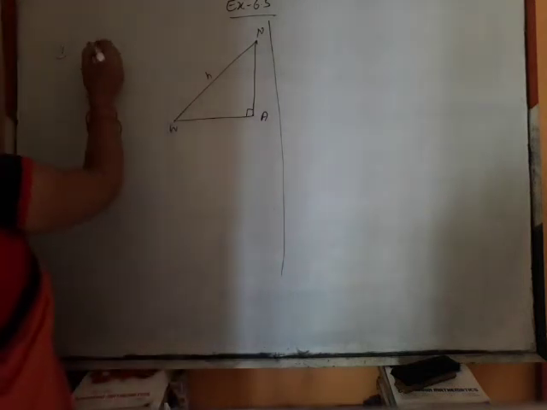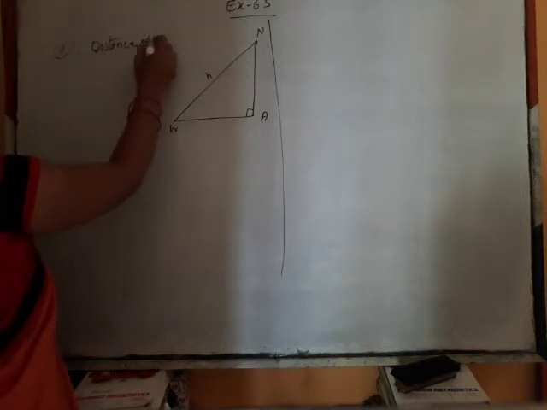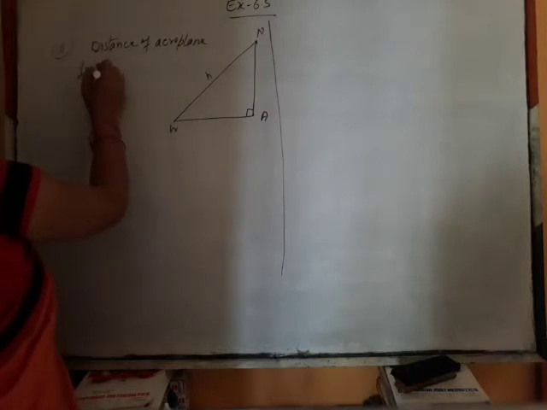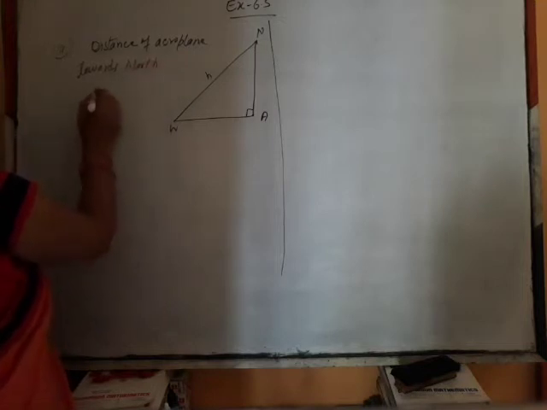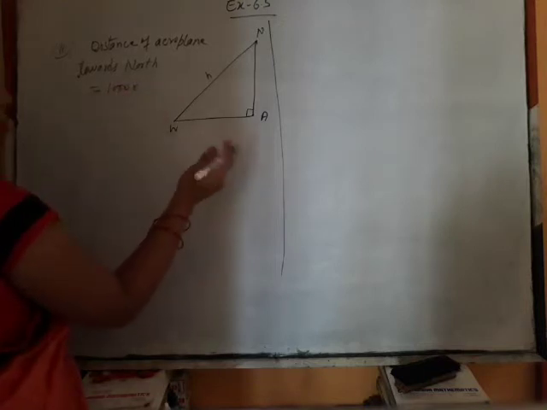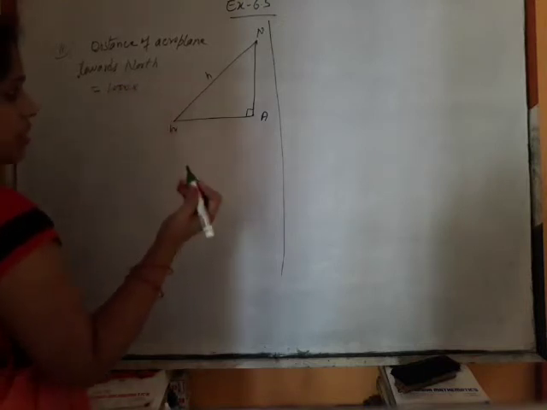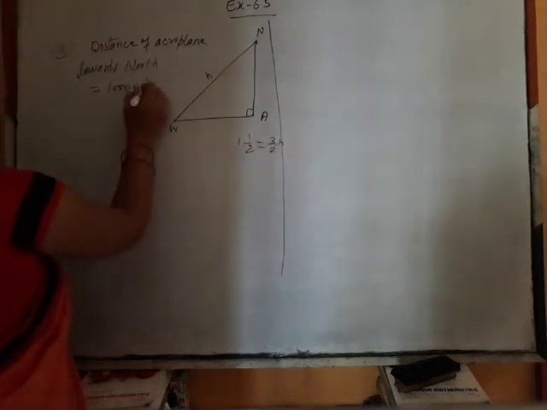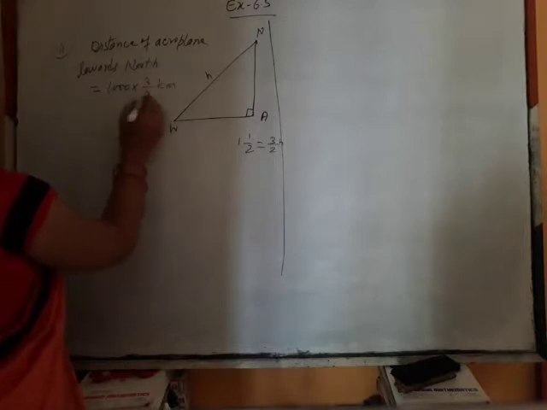So the distance of the aeroplane towards north. Distance is speed into time. The speed towards north was 1000 and the time is 1.5 hours. 1.5 hours is actually 3/2 hours. So it is 1000 into 3/2. 2 5s are 10 and the distance will be 1500 kilometers.